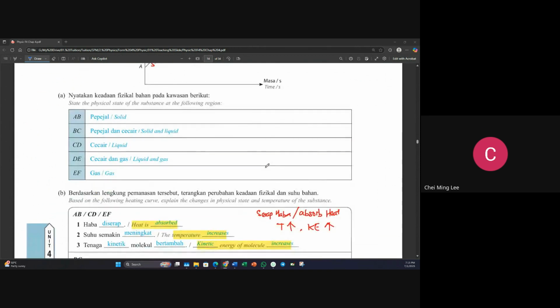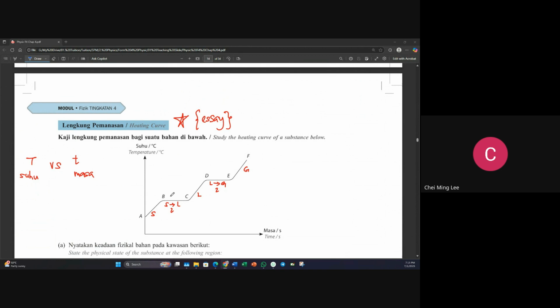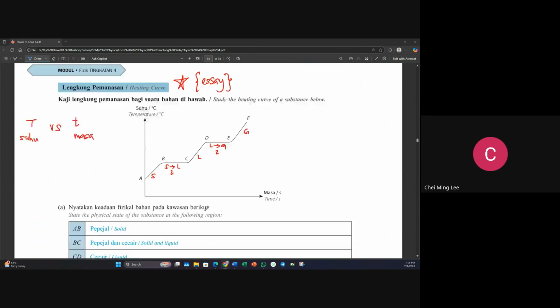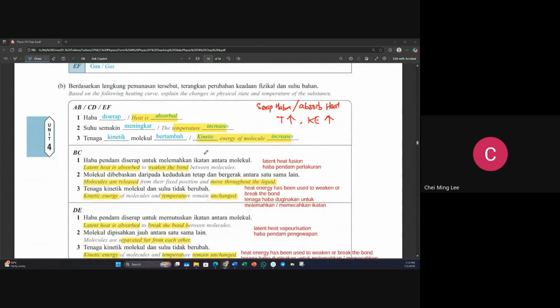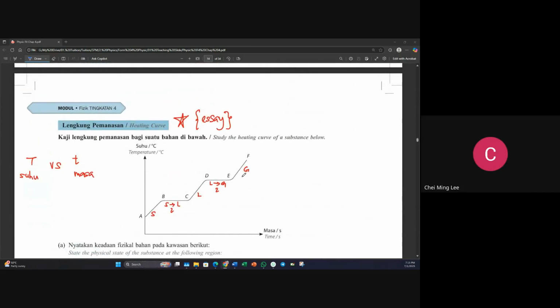Okay, so now, I think you draw this one first. Then we discuss how the process works for each of them. Okay, you draw this one first.